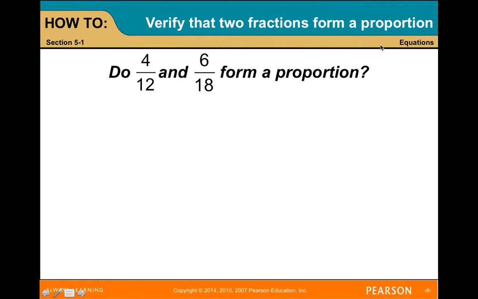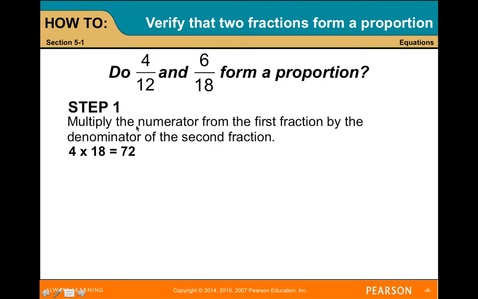Verify the two fractions form a proportion. Does 4 over 12 and 6 over 18 form a proportion? The first step is to multiply the numerator from the first fraction by the denominator of the second fraction. So then you actually do like an x, right? You go 4 times the 18, which equals 72.